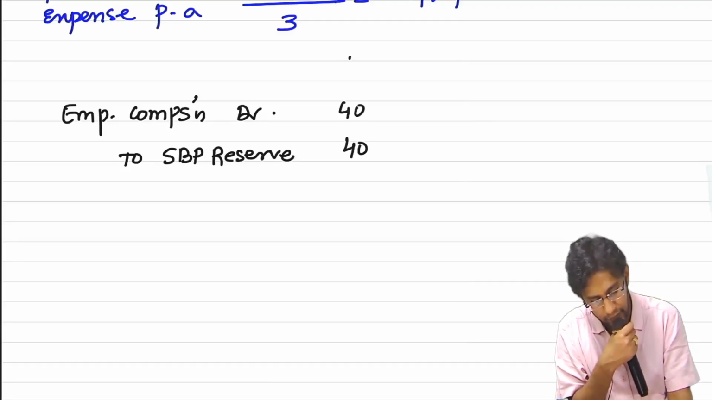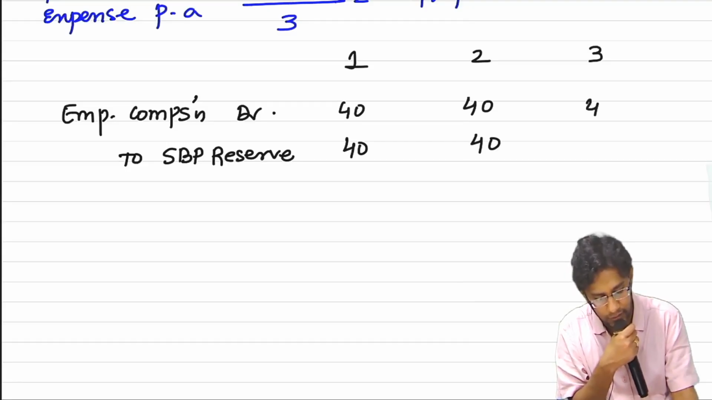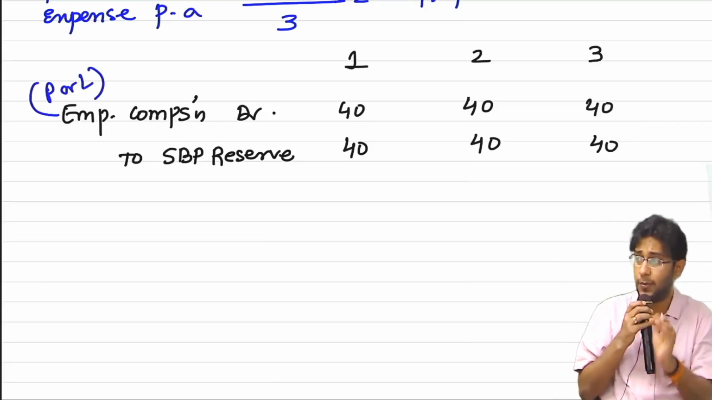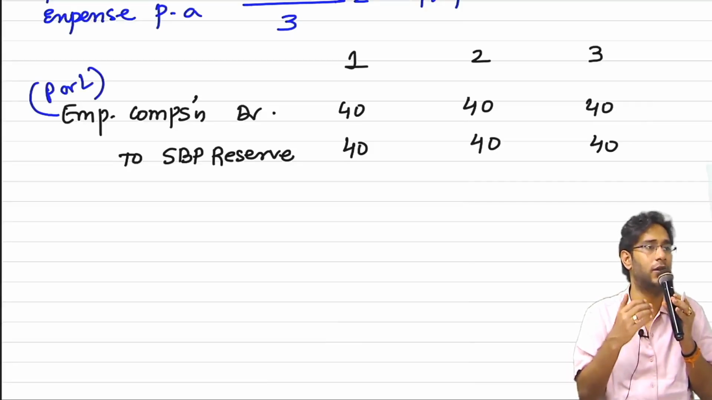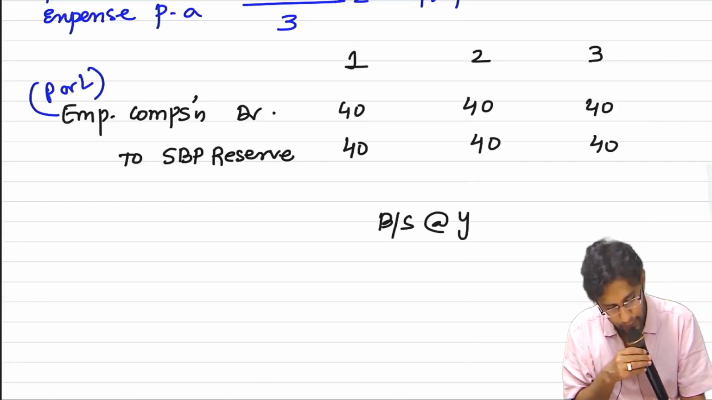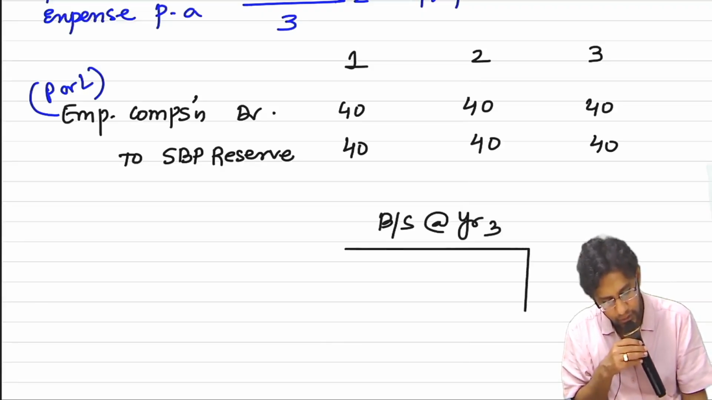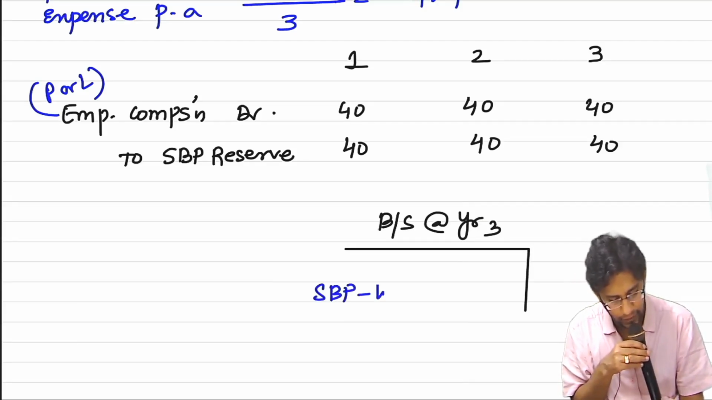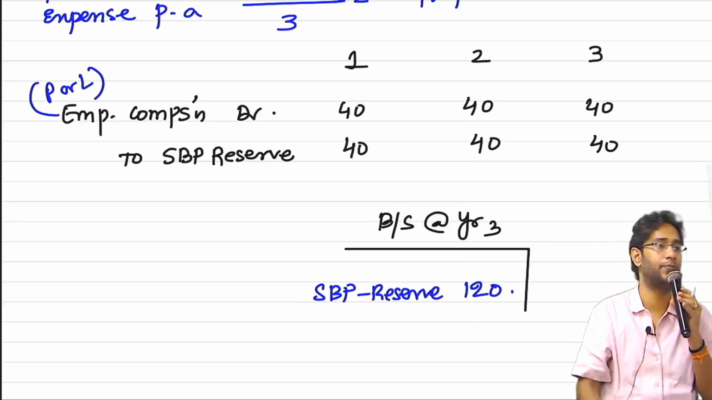40, 40 in first year. In second year also 40, 40. In third year also 40, 40. Like how salary jumps off to P&L, this also will jump off into P&L. SBP reserve keeps on getting accumulated in the balance sheet. Now when I show you balance sheet at the end of year 3, on the liability side under the equity heading, you will have SBP reserve created overall for an amount of 120 rupees.